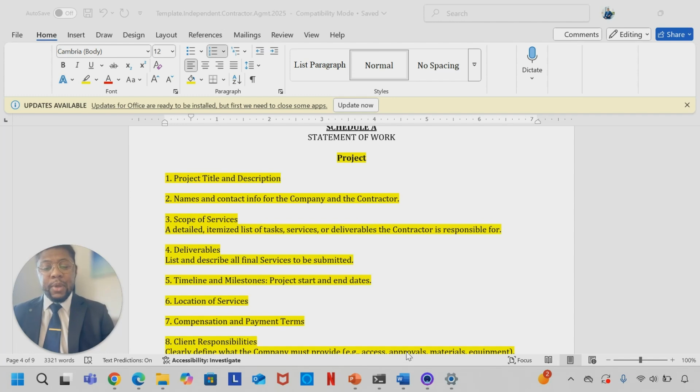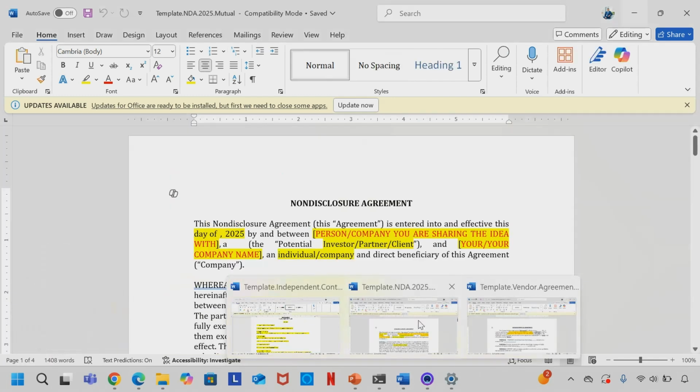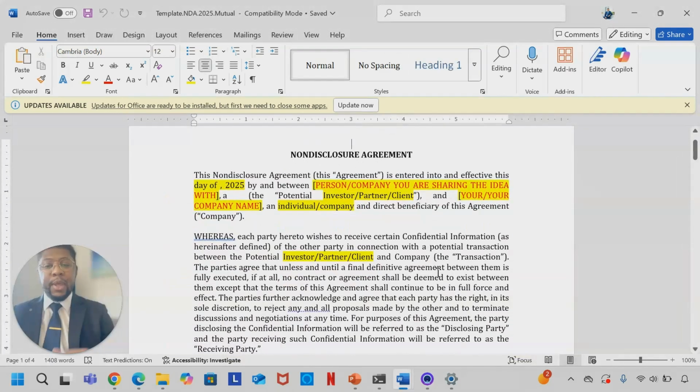Now, we'll jump to the next agreement, which is the non-disclosure agreement. A non-disclosure agreement is an agreement that you use anytime you're sharing an idea, a concept, or a potential investment with an investor, a partner, or a client. Essentially, anytime you have confidential information that you want to protect, yet you still want to share with someone else, that is when you use this agreement.